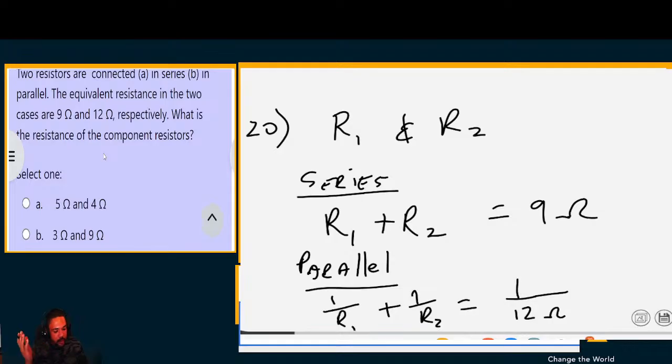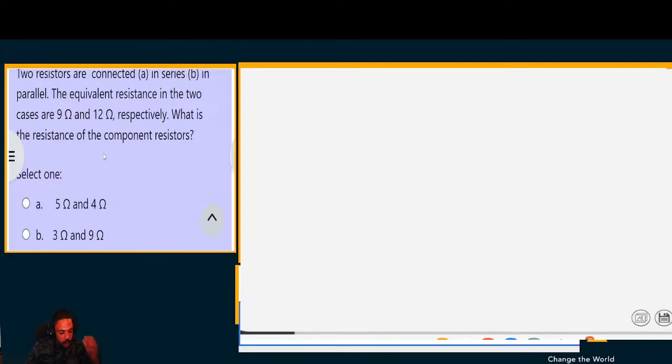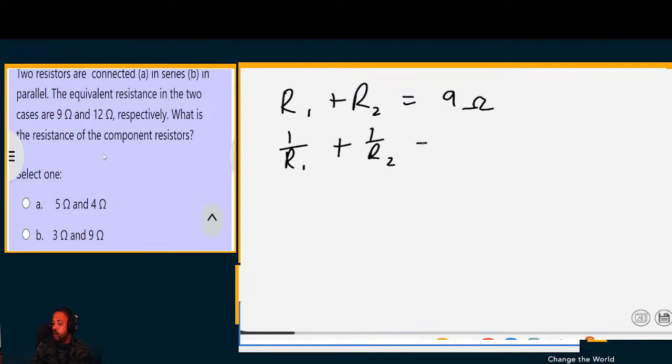Now there are a variety of ways of doing this, meaning you can choose. Let's first write it down. R1 plus R2 is equal to 9 ohm, and then the other one is 1 over R1 plus 1 over R2 is equal to 1 over 12 ohm. So we have these two equations. We need to calculate what R1 and R2 are. This is basic high school math.